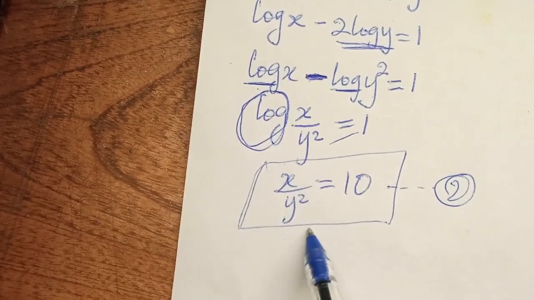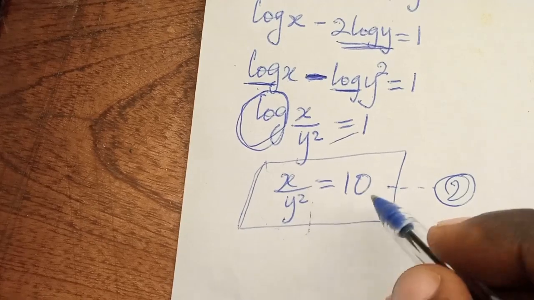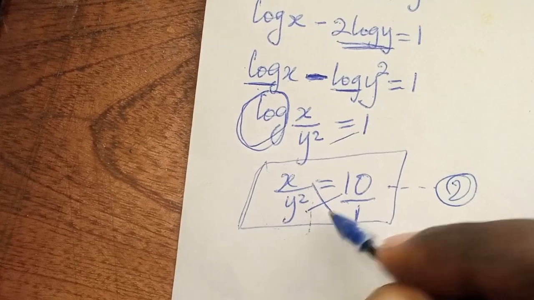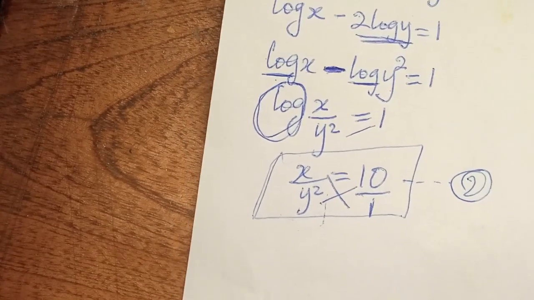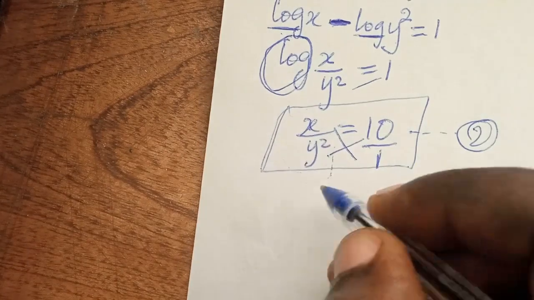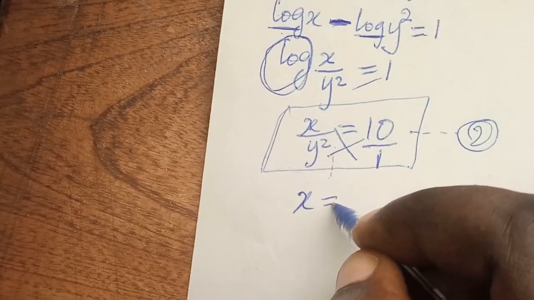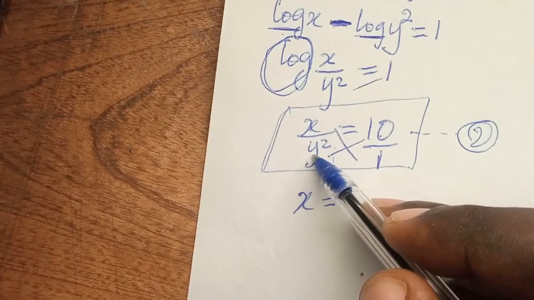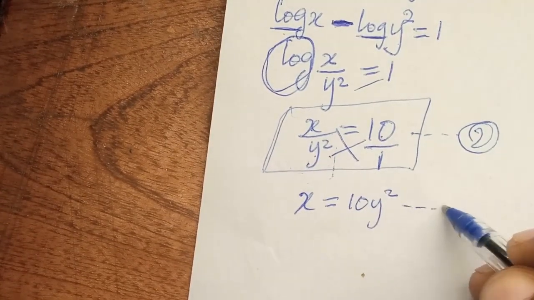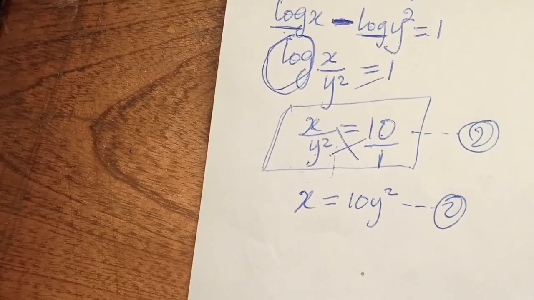But this expression is still in a fractional form. This is the same as 10 over 1. We need to cross multiply and make it a linear form. Therefore, we can say that x will be equal to 10 times y squared, which gives us 10y squared. It's the same as our equation 2.